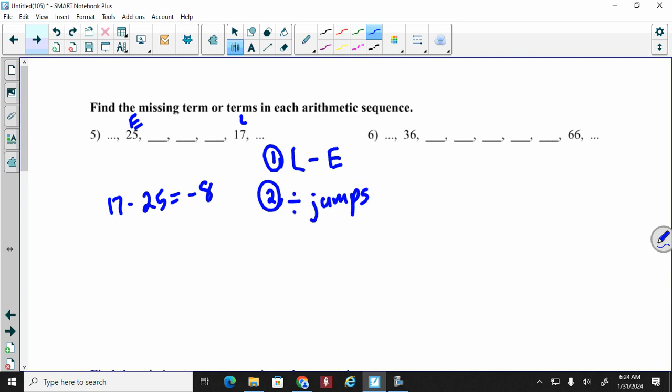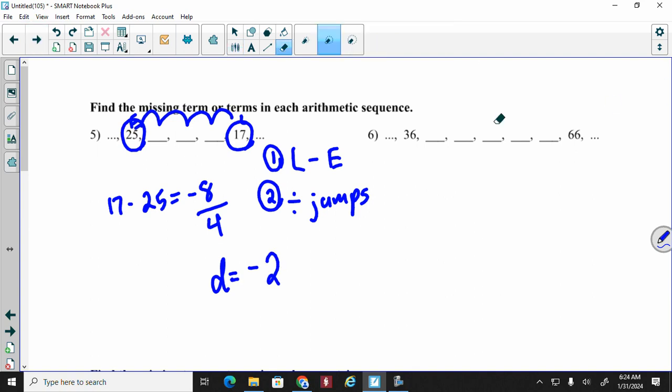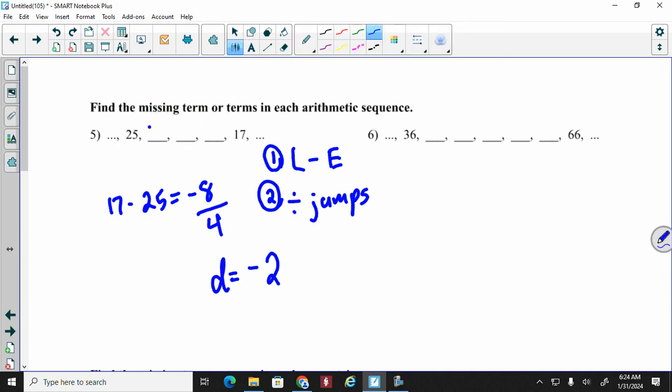How many jumps are between 25 and 17? Well, let's count. 1, 2, 3, 4. There's 4, so I'm going to divide this by 4. That means my common difference is negative 2. With it being negative 2, I'm just simply going to subtract 2 every single time. So that's 23, that's 21, that's 19, and so on and so forth.